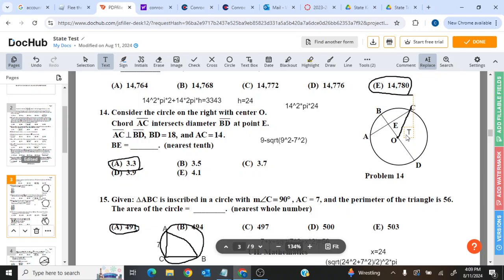Alternatively, you can use the method I came up with when I saw this problem, which is, you know that BD is the diameter, so that means the radius is 9. And you know that AC is being split in half because BD is diameter and AC is perpendicular. That's how it works. So, since this is a right angle, you can use Pythagorean theorem. So your radius of 9 squared minus CE of 7 squared will get you this OE, and then you simply subtract that from 9, and you will get the value of BE of 3.3.